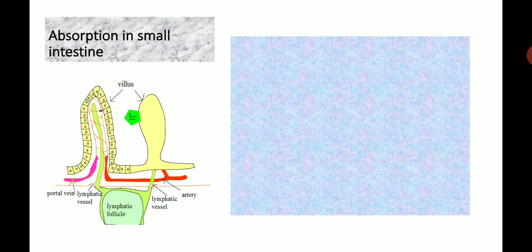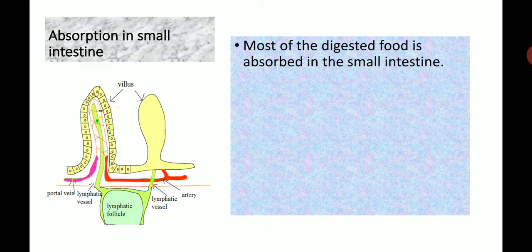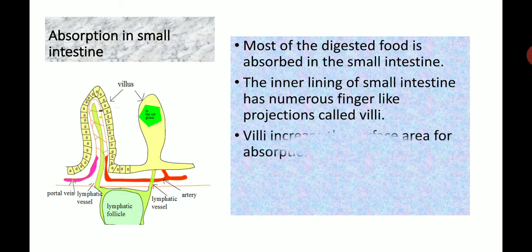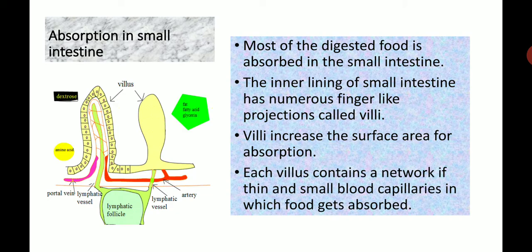Here, children, you can see how fat and fatty acids are being absorbed by the small hair-like outgrowths called the villi, which increase the surface area for digestion. The picture here shows how food is absorbed in the small intestine. Most of the digested food is absorbed in the small intestine. The inner lining of the small intestine has numerous finger-like projections called the villi, and the villi increase the surface area for absorption. Each villus contains a network of thin and small blood capillaries in which the food gets absorbed.